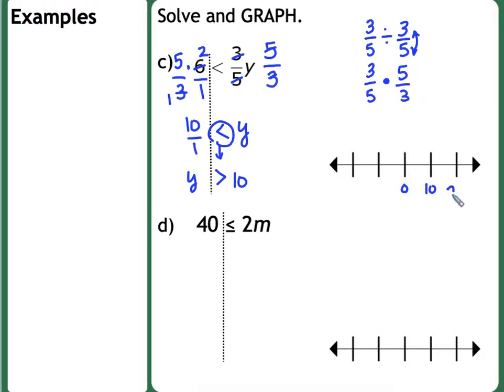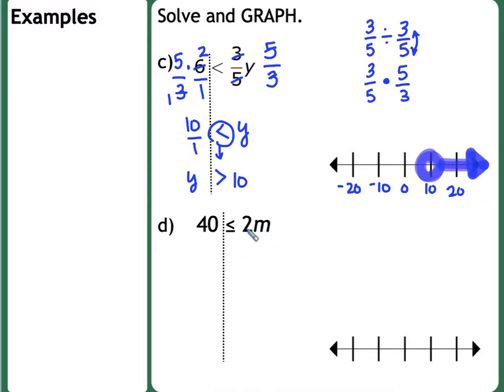And graphing this, we do not have an equal bar, so that means we have an open circle at 10 because 10 is not greater than 10. We want everything bigger than 10. That is to the right. All right, one last one.